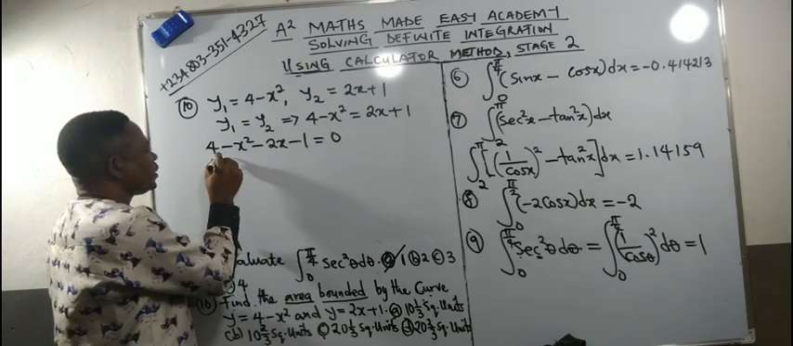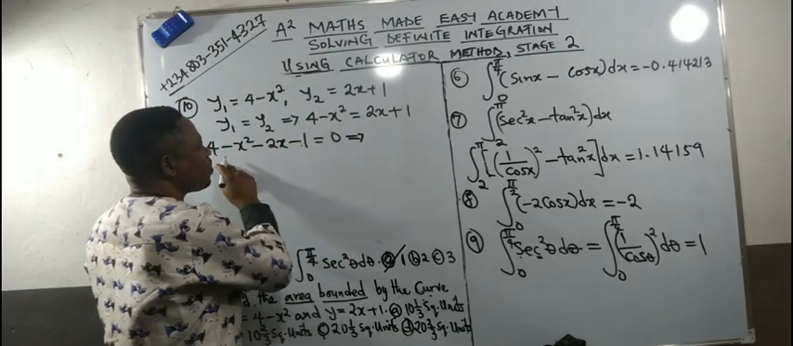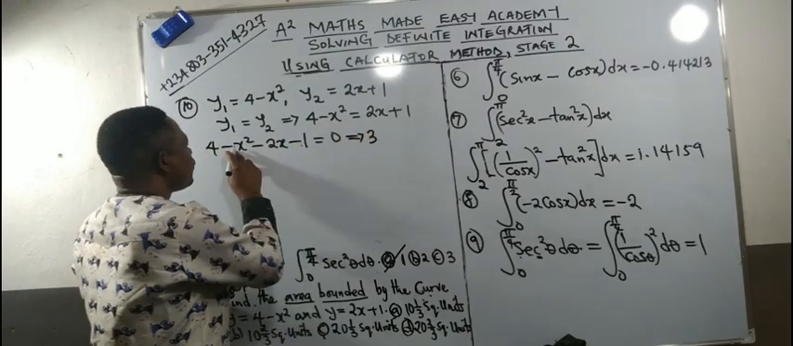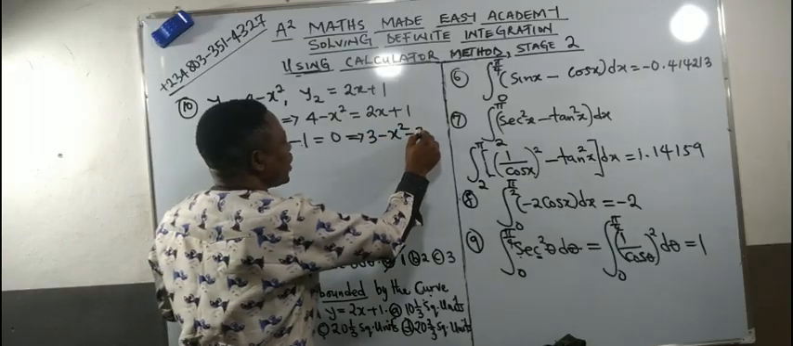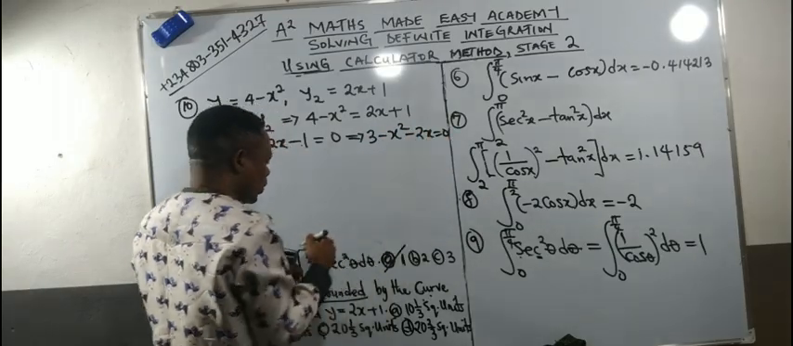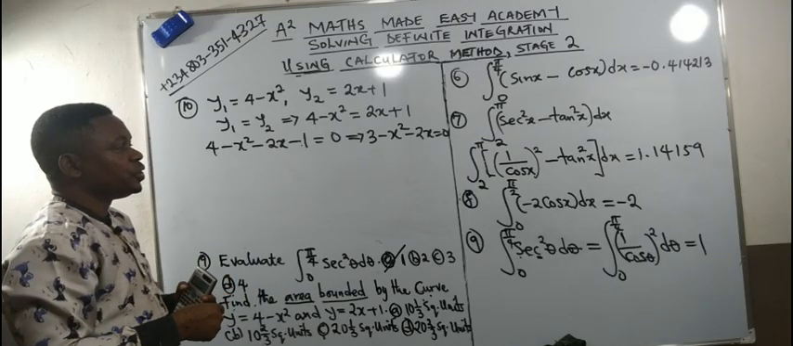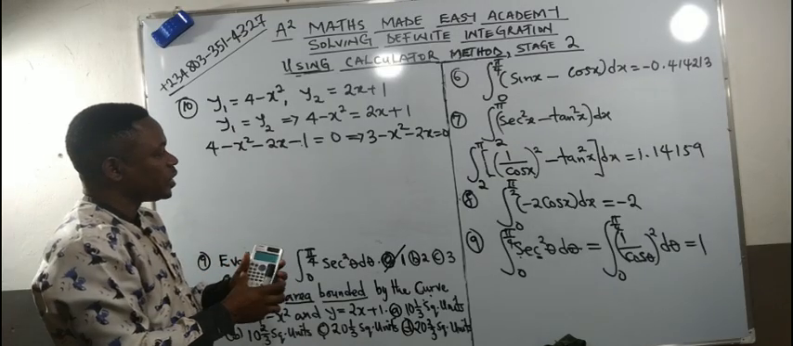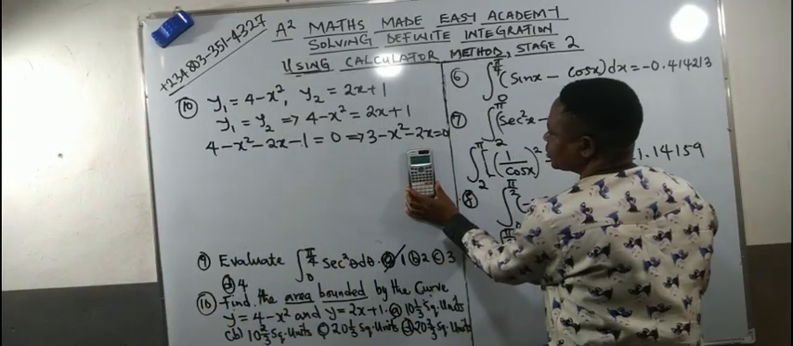Then here we are. Can we now say this is 4 minus what? 1. Now this implies that 4 minus 1 will give us 3, right? Followed by minus x squared. Are you there? Then minus what? 2x finally equal to what? 0. This is now a quadratic equation. So what do we do? Do you know that we can use the calculator method to solve a quadratic equation? I want you to watch.